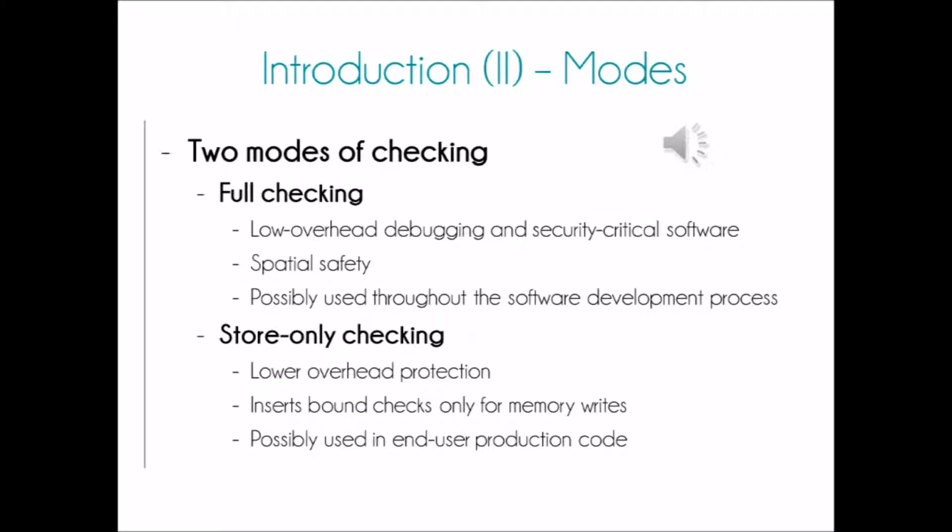Store-only checking mode. It is used for lower overhead protection against security vulnerabilities and the memory corruption caused by out-of-bounds writes. In this mode, SoftBound propagates all metadata, but inserts bound checks only for memory writes. SoftBound's store-only checking overhead is low enough for many benchmarks to be used in a user protection code.